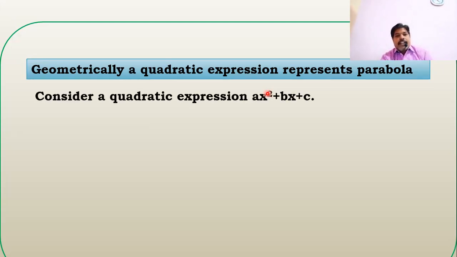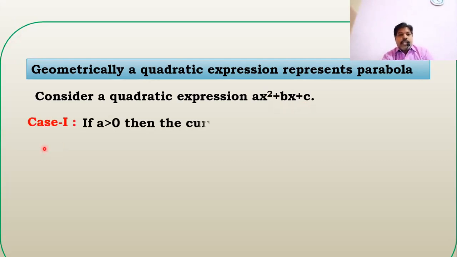So see that one. Consider a quadratic expression ax square plus bx plus c. So case 1: if a is greater than 0, then the curve is an upward parabola. If a is greater than 0 in the expression, then the curve is an upper parabola.